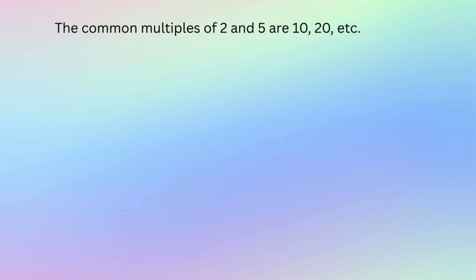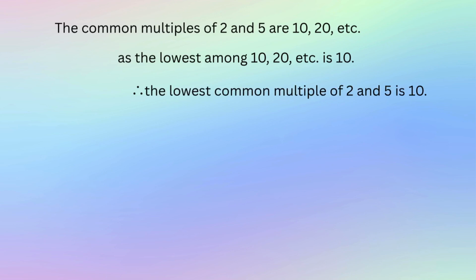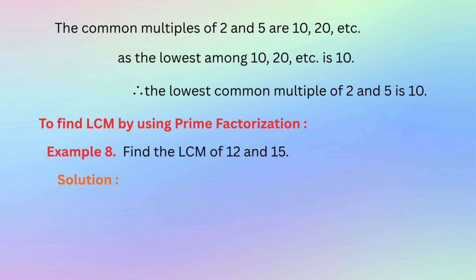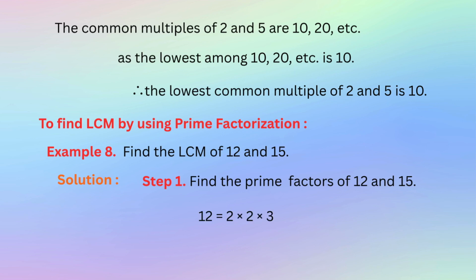The common multiples of 2 and 5 are 10, 20, etc. As the lowest among 10, 20, etc. is 10, therefore the lowest common multiple of 2 and 5 is 10. To find LCM by using prime factorization. Example 8. Find the LCM of 12 and 15. Solution. Step 1. Find the prime factors of 12 and 15. 12 equals 2 times 2 times 3. 15 equals 3 times 5.